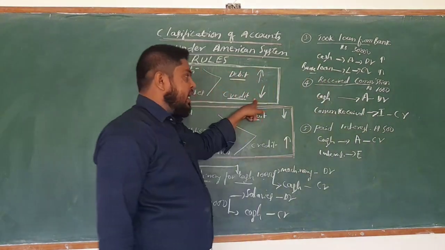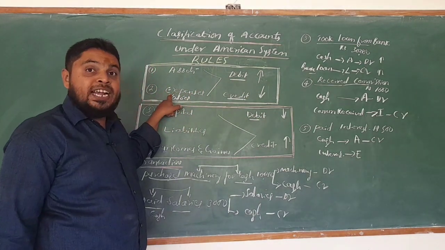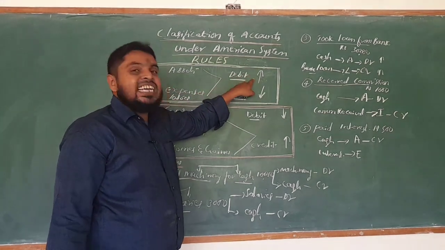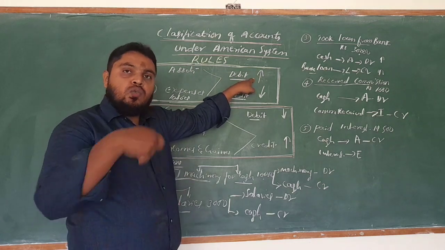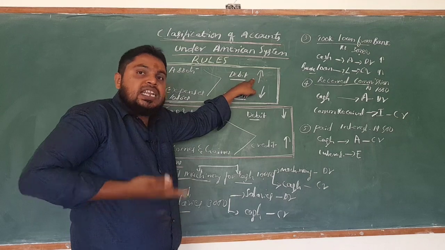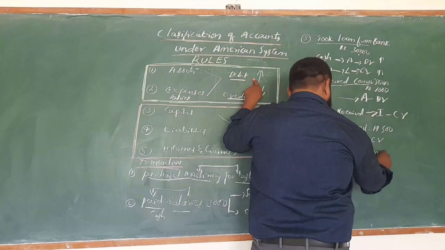And interest, paid interest. Interest comes under expenses. We are paying interest. Expenses rule: if it increases, debited. Paid interest, commission, rent, wages, salaries show that expenses increase, so increases will be recorded on the debit side.